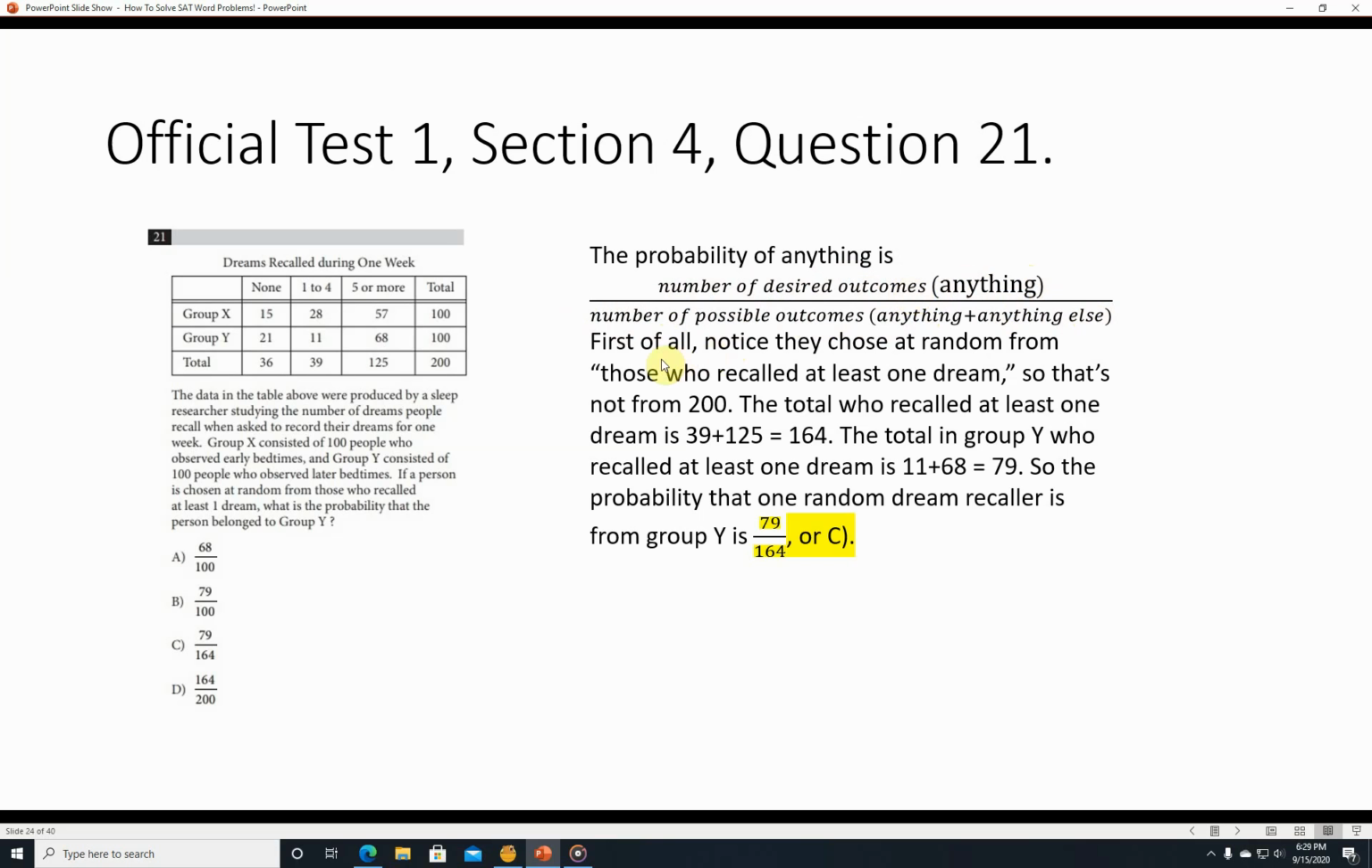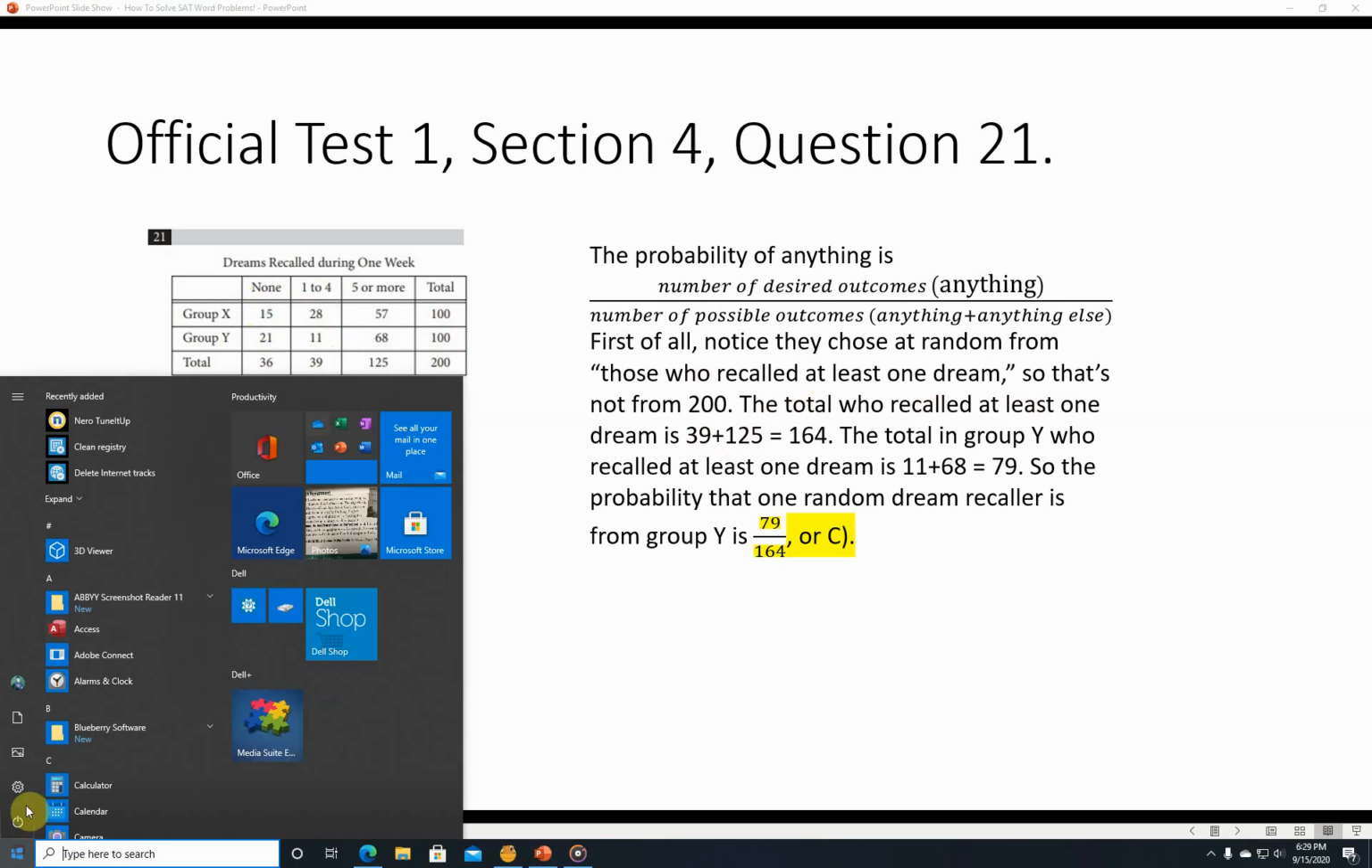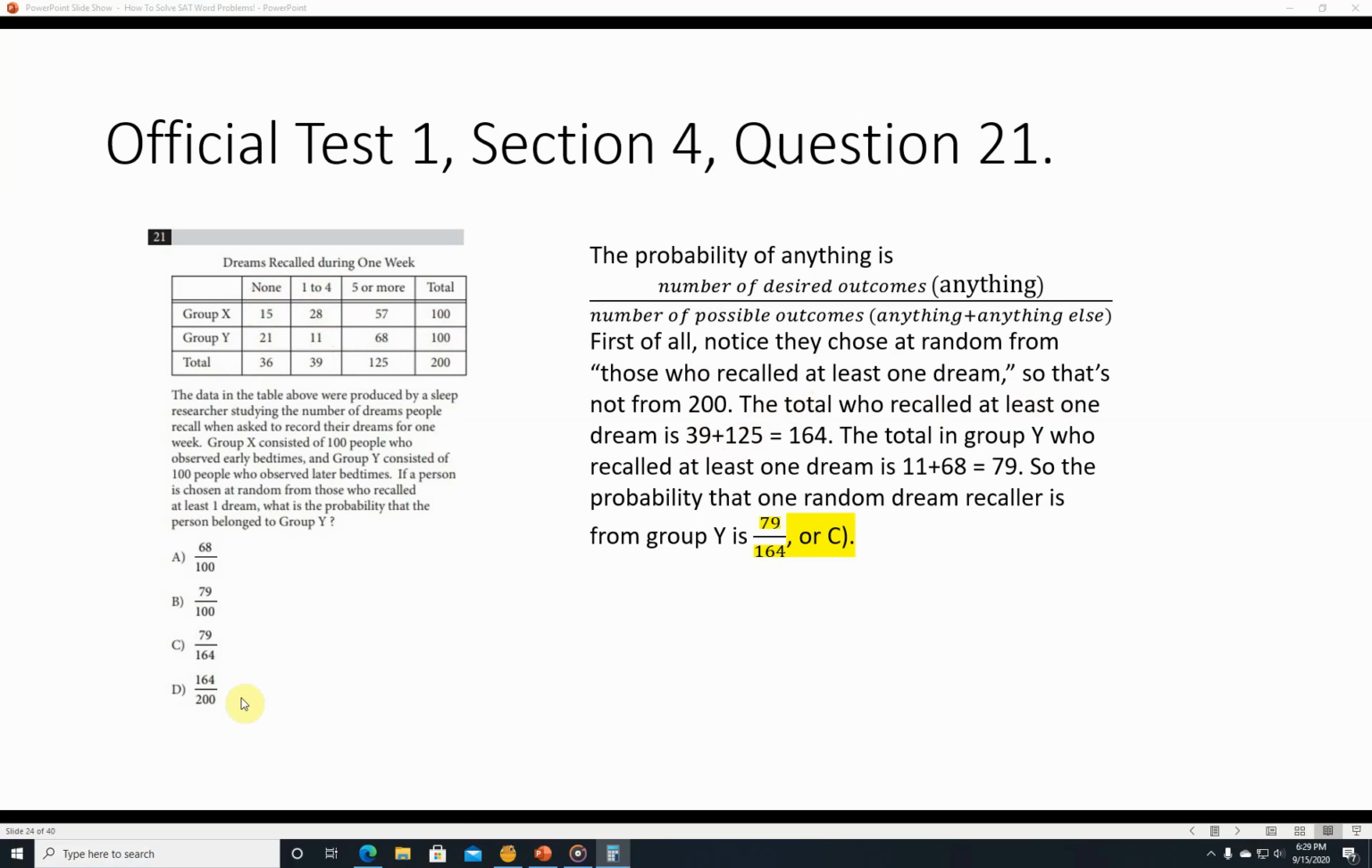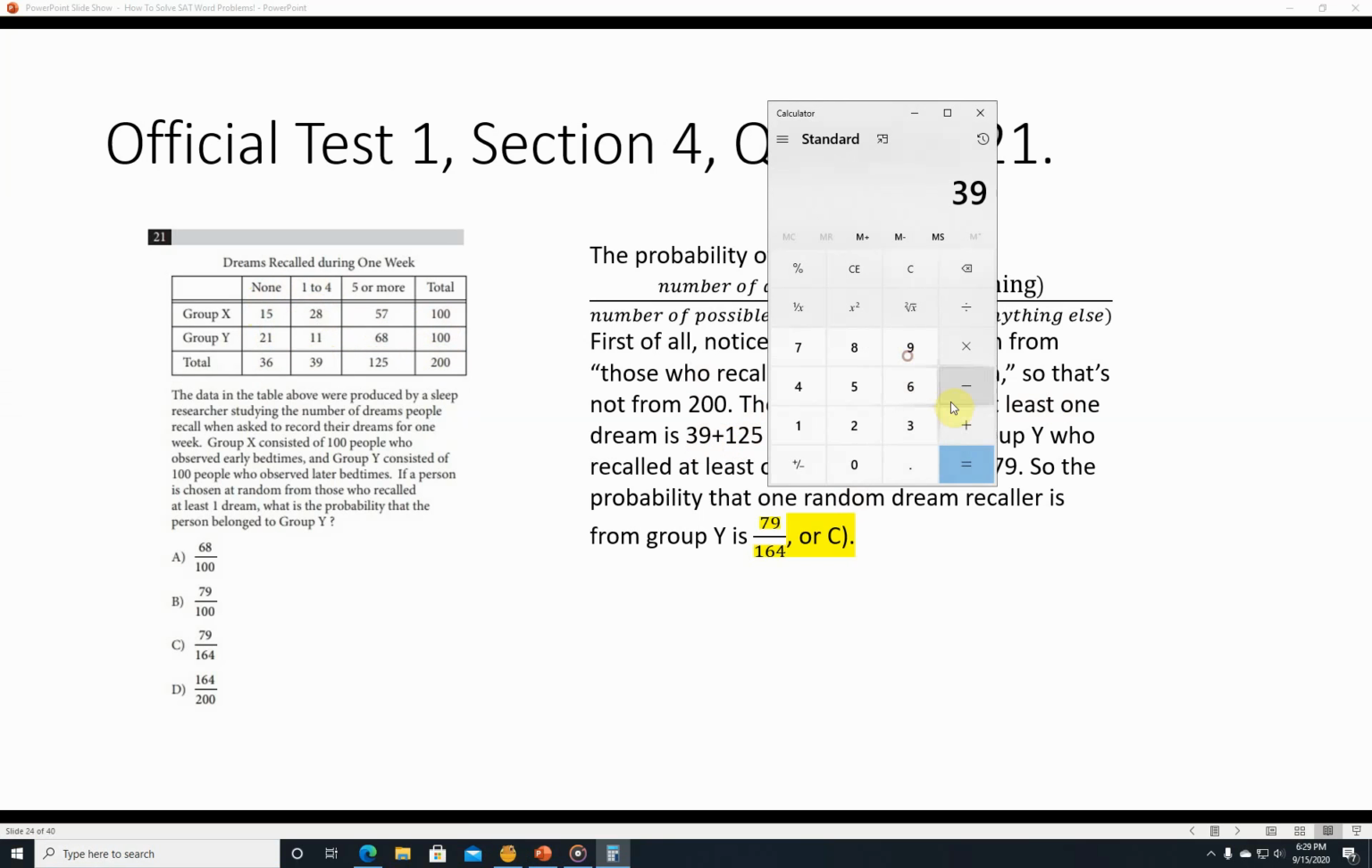So first of all, notice that they chose at random from those who recalled at least one dream. So we're not even going to look at the people who didn't recall any dreams. So that's not out of 200, which would be the total. The total who recalled at least one dream is 39 plus 125. Again, as I said, make sure you use your calculator. So that's 39 plus 125. That's 164.